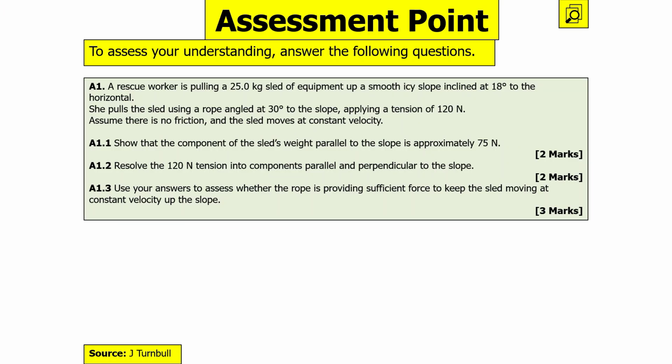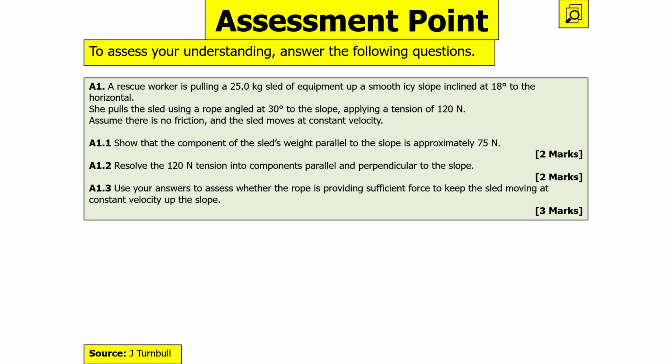A rescue worker is pulling a 25 kilogram sled of equipment up a smooth, icy slope inclined at 18 degrees to the horizontal. She pulls the sled using a rope angled at 30 degrees to the slope, applying a tension of 120 newtons. Assume there is no friction and the sled moves at a constant velocity. Show that the component of the sled's weight parallel to the slope is approximately 75 newtons.